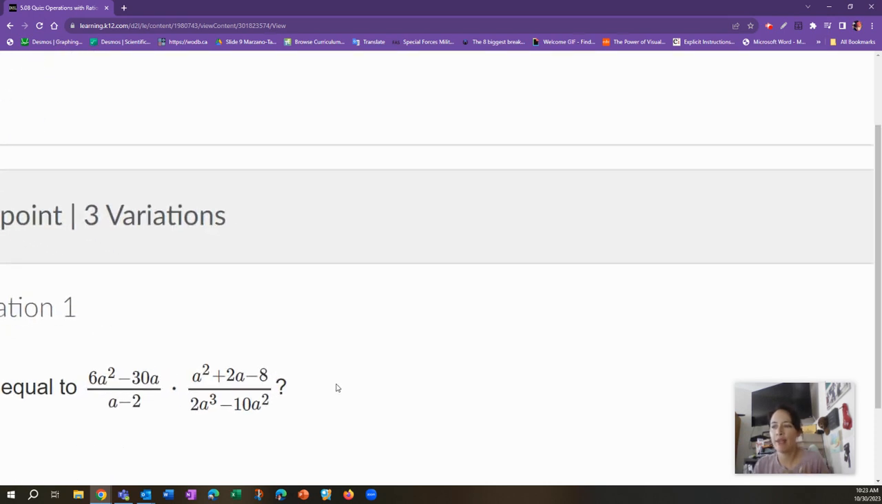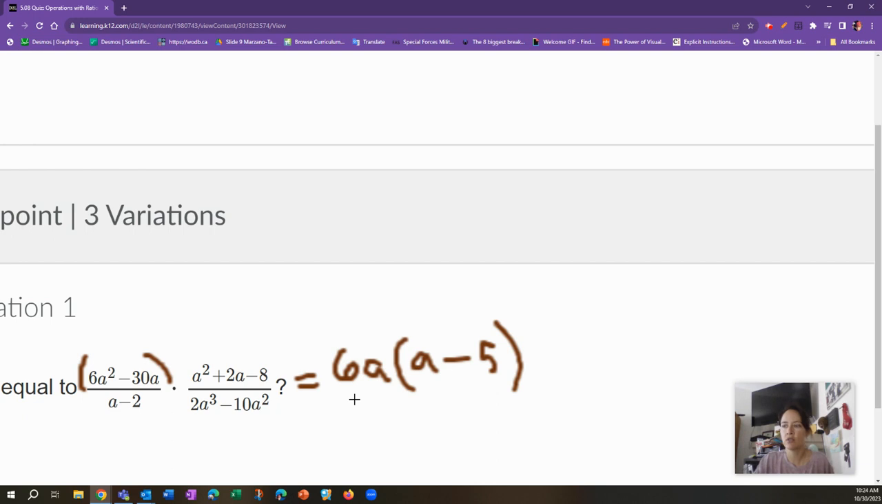Okay. When we have multiplication, we don't need to do anything but kind of factor, okay? We want to simplify, so when we do that, we want to factor each of these, looking for common factors. So this 6a squared minus 30 looks like they share a 6 and an a times a minus 5, right? Because if we redistribute, we'll get 6a squared minus 30a. All of that is over a minus 2. I'm going to put it in parentheses just to keep it grouped.